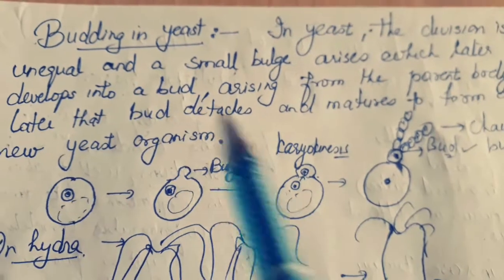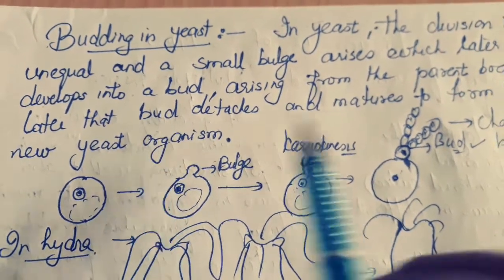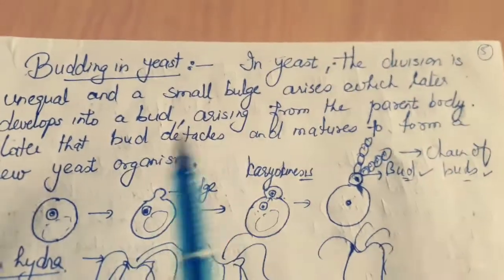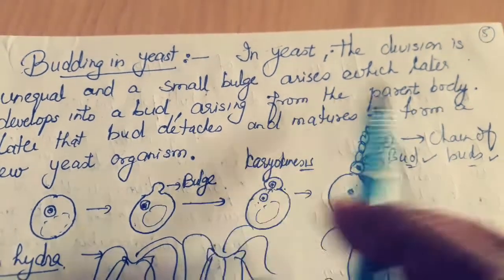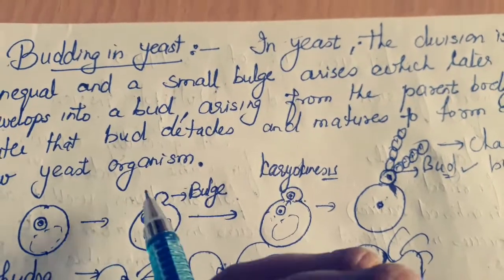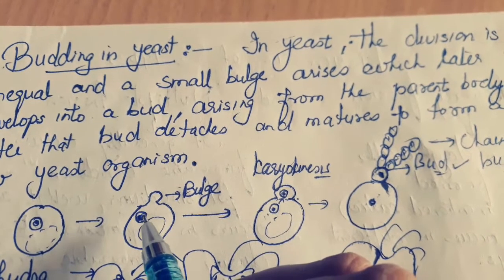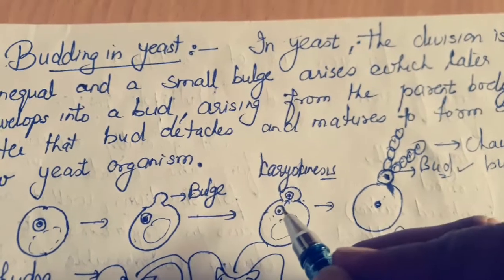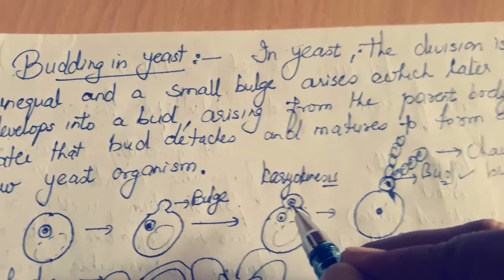Okay children. The next is budding in yeast. Although it is a part of your practical, I have just included it so that you understand. In yeast, the division is unequal. Now a small bulge arises, which later develops into a bud. Now this is yeast. It has developed a small bulge. Then what will happen is the nucleus will divide to form two nuclei, as we see. This is karyokinesis, due to which one nucleus will shift into the small bud, into the bulge.